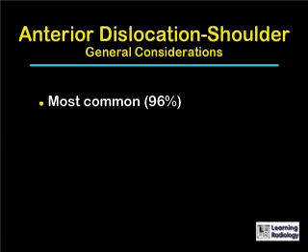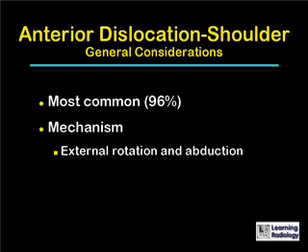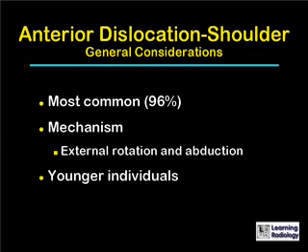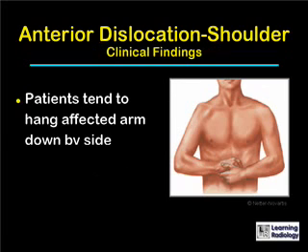Anterior dislocations of the shoulder are the most common type. 96% of all of the dislocations are anterior dislocations. The mechanism is a force directed against the shoulder in external rotation and abduction. They tend to occur in younger individuals, and there is a relatively high recurrence rate.